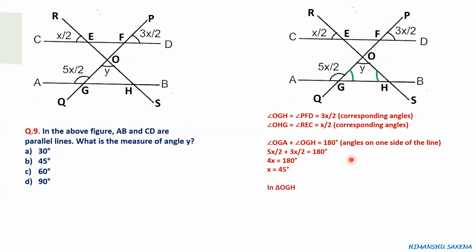Now in triangle OGH, the sum of these three angles would be equal to 180 degrees. So we can put the values of these three angles. So this is 3x by 2, this is x by 2, and this is y. So the sum is equal to 180 degrees. We can insert the value of x in this equation, which is 45 degrees. We can insert it here and we can calculate the value of y, which comes out to be 90 degrees. So our answer would be D, 90 degrees.